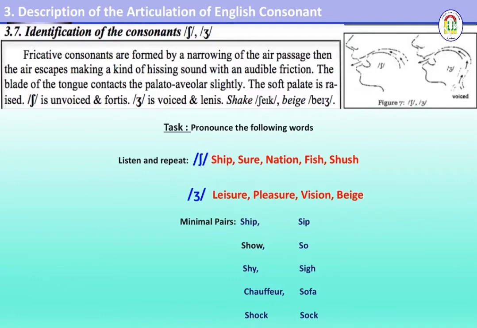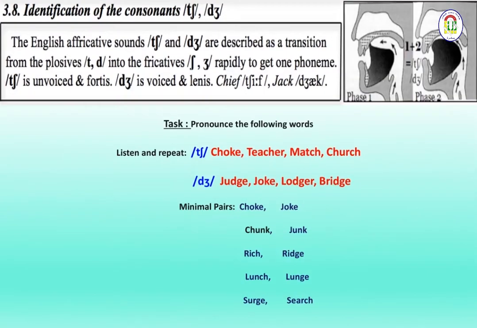Minimal pairs, in which only one sound is different: ship, sip; show, so; shy, sigh; chauffeur, sofa; shock, sock. Identification of the consonants ch and j.